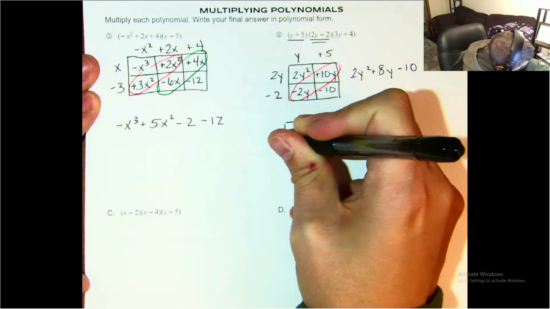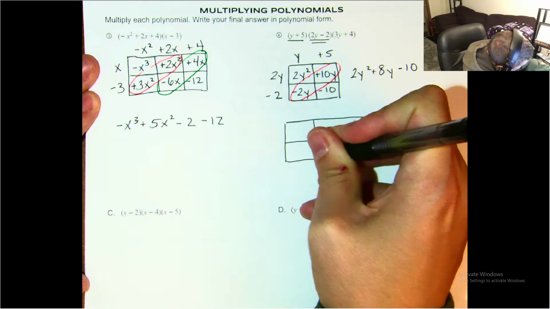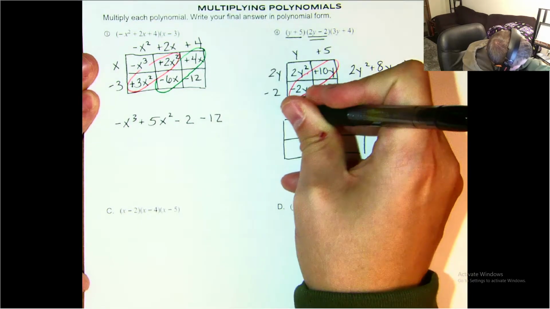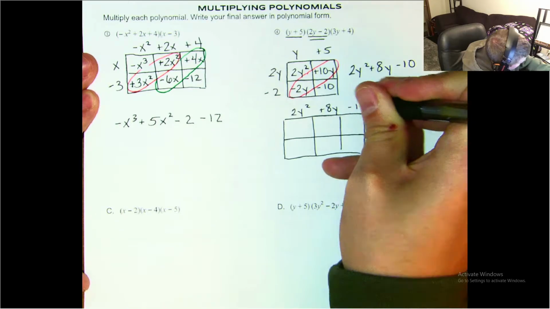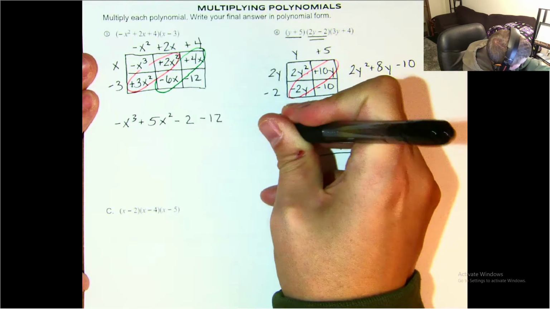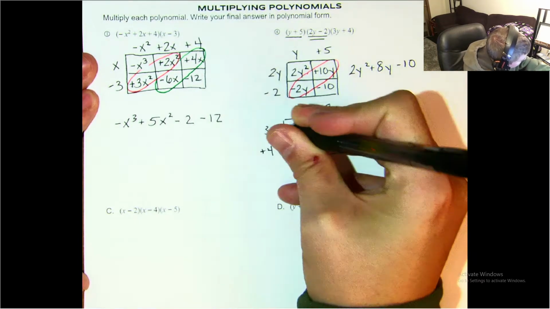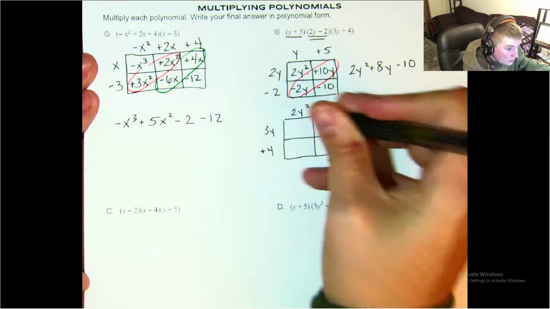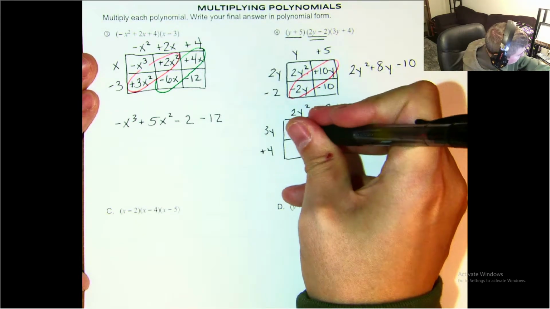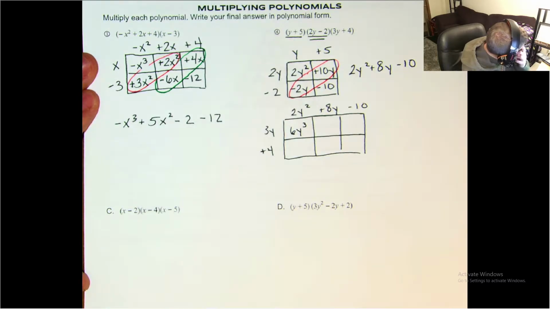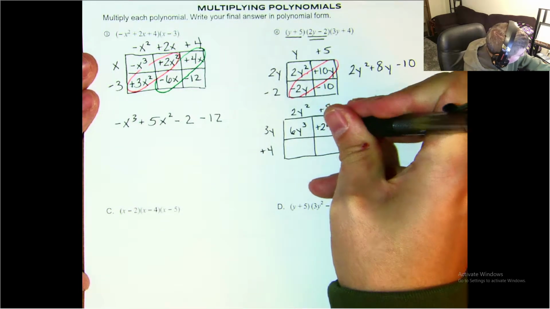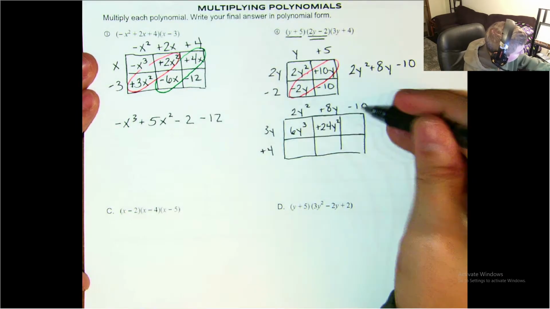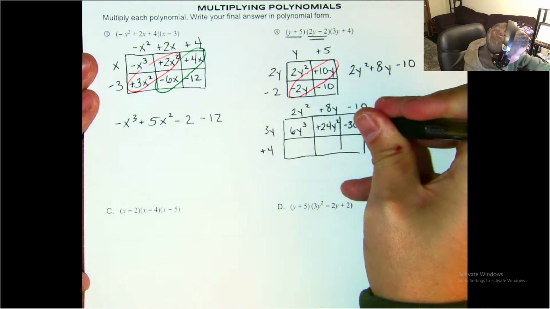Okay, and let's go ahead and do that. So I'm going to have 2y squared plus 8y minus 10 and 3y plus 4. Okay, so 3y times 2y squared, that's going to be 6y to the third power. 3y times 8 is going to be 24y squared. 3y times 10 is negative 30y.